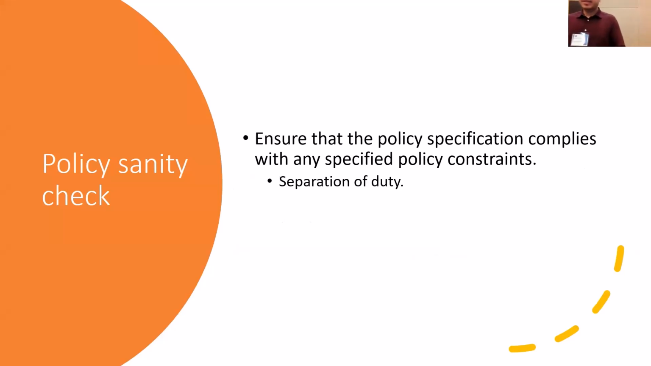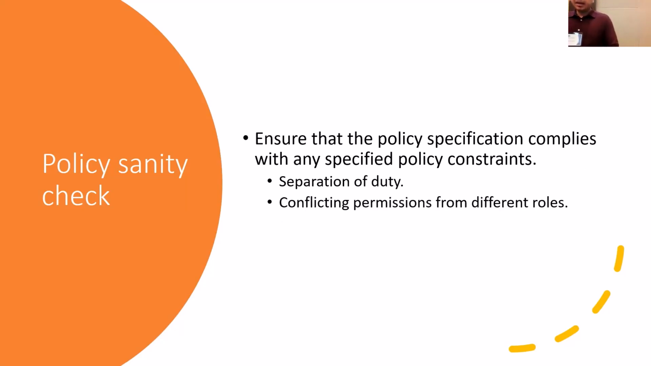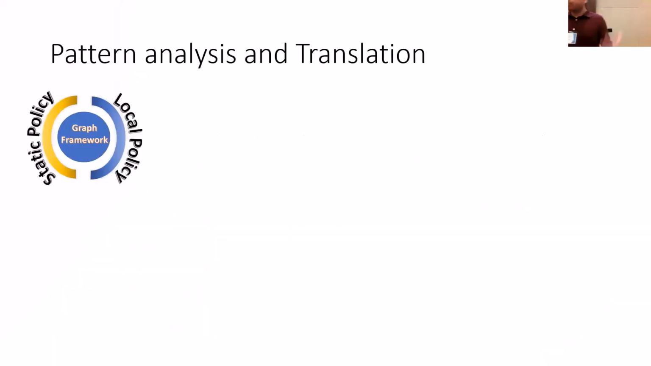Another is, for example, the separation of duty, where a set of permissions cannot be assigned to, let's say, the same user. It could be conflicting permissions that are inherited from different roles. And finally, NEUTRON supports simple cardinality constraints that limit the number of users who will receive a particular permission. So we have the policy.